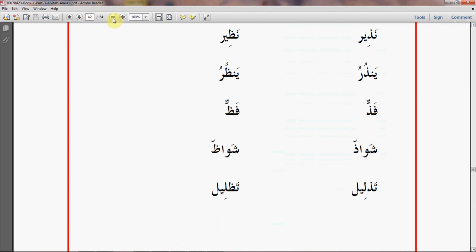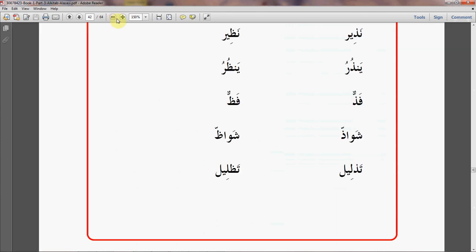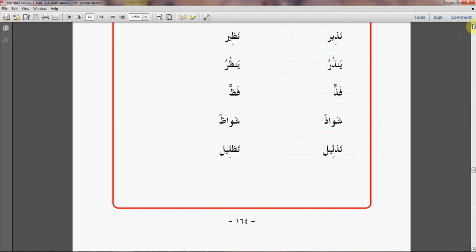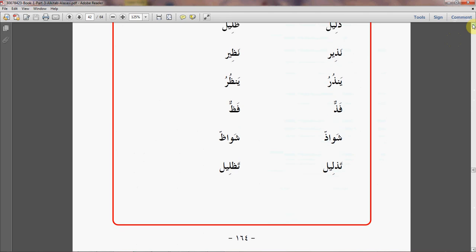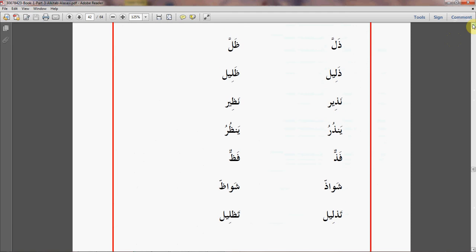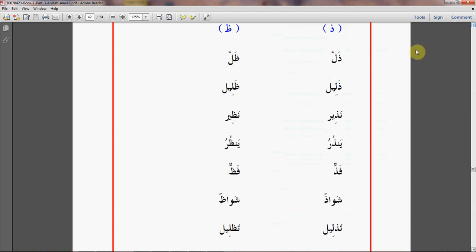Okay, so let's read them together again. Make the page a little bit narrow or small. So repeat after me to check the sound of these two letters.